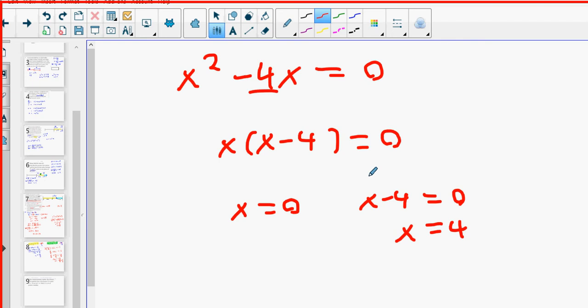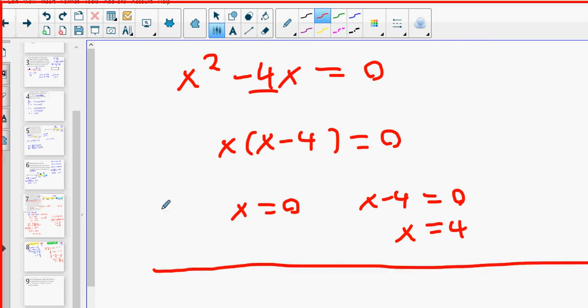Okay. Finally, x squared minus 9. What here? Yeah. Then your answer will be x plus 3 equals 0. x equals minus 3. And then x minus 3 equals 0. x equals 3. Okay with that?